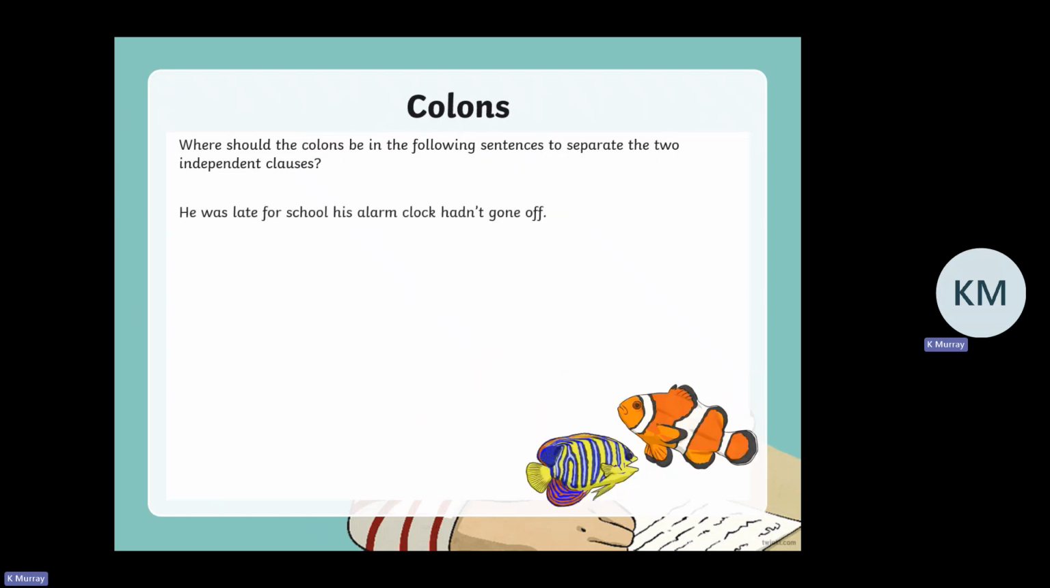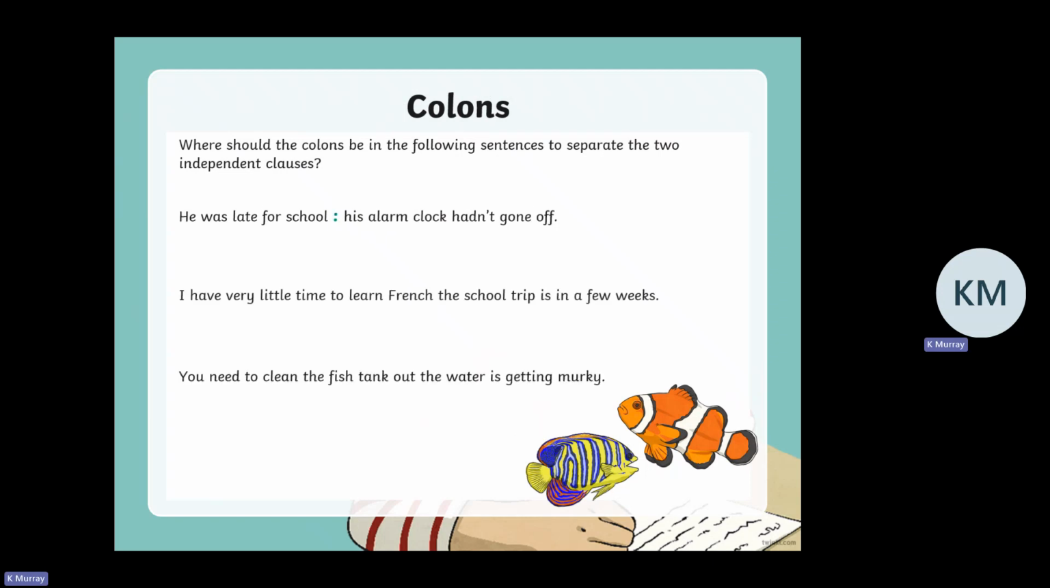Right, colons. He was late for school. His alarm clock hadn't gone off. Where does it go? In the middle. He was late for school. Independent clause. His alarm clock hadn't gone off. It's exactly the same look as the semicolon.